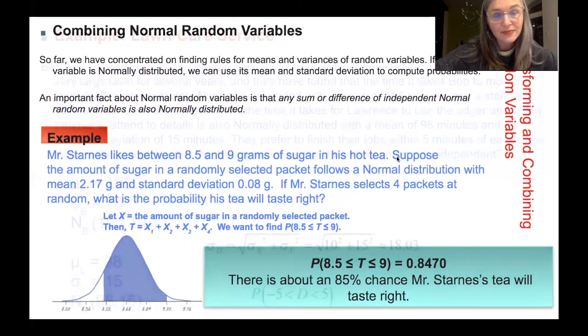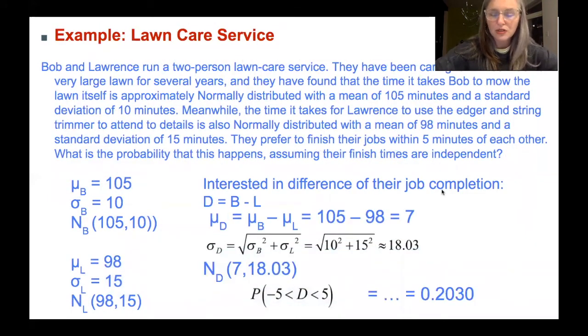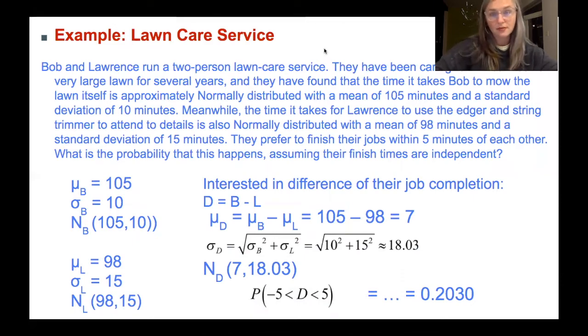All right, guys, one more, and I'm just going to put it on the screen and talk about it because I did a terrible job with when things pop up. Bob and Lawrence run a 2-person lawn care service. They have been caring for Mr. Johnson's very large yard for several years, and they have found that the time it takes Bob, ooh, hang on just a second, that is a loud train.